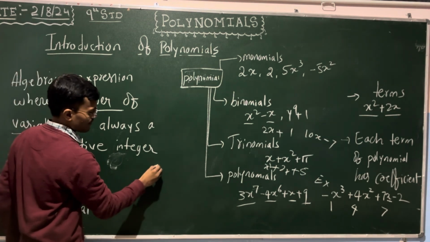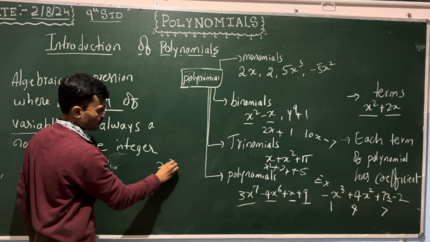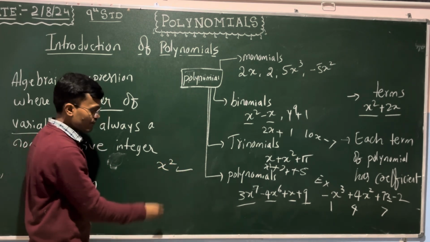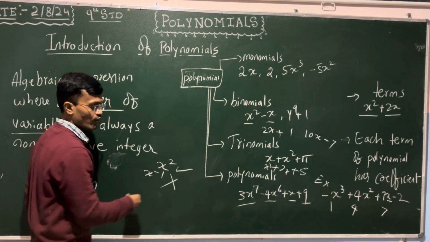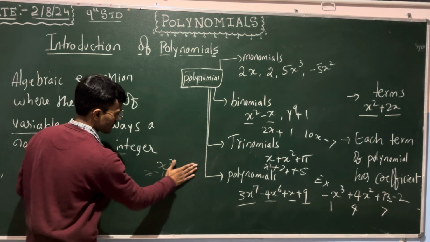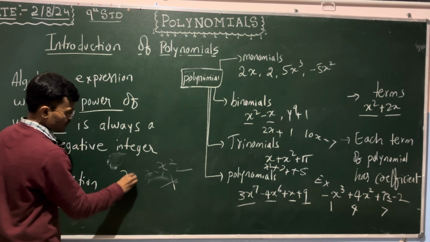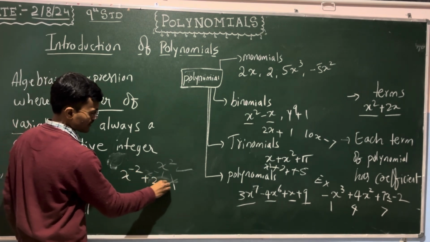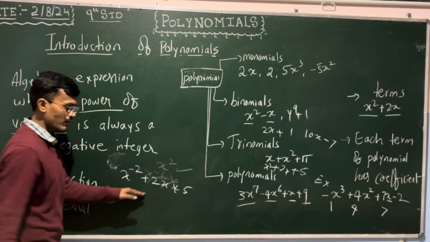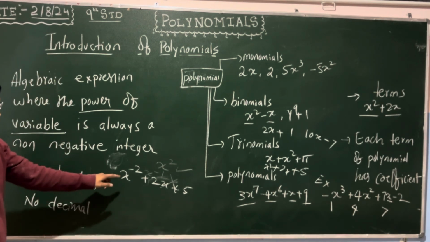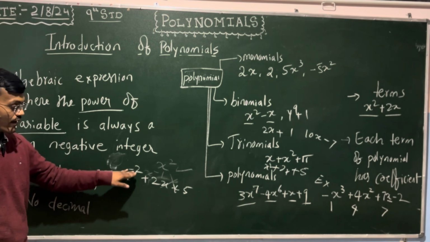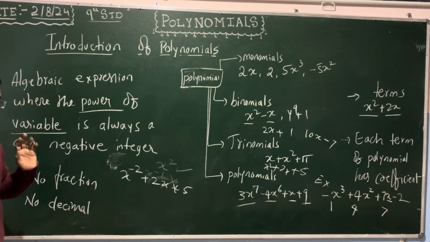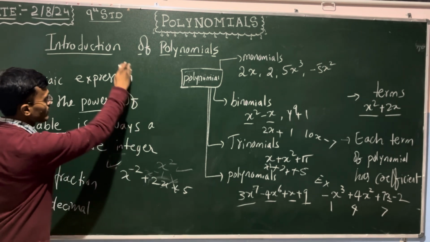I mean, if I write x raised to 2, it is a polynomial. If I write x raised to minus 1, this is not a polynomial. And x raised to minus 2 plus 2x plus 5 is not a polynomial equation either. If minus 2 is the power, x to the power of minus 2, this is not a polynomial. This is the first condition of the polynomial.